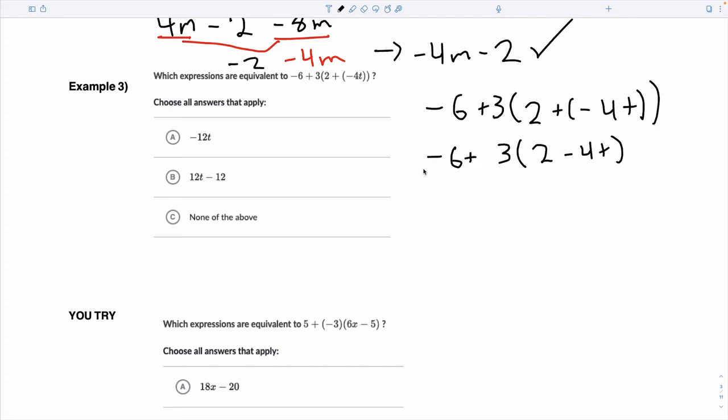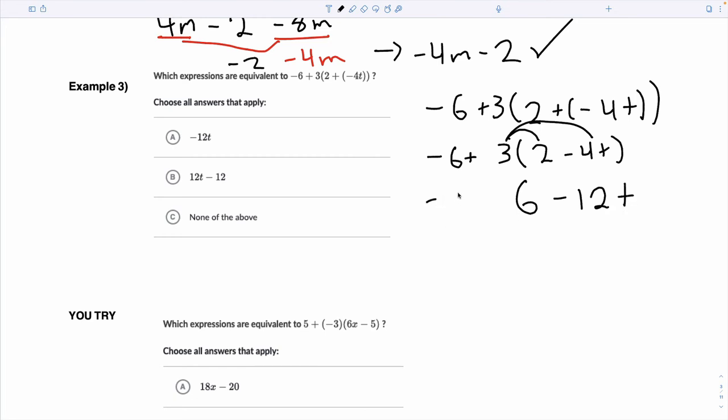Reese, what's my first step after I cleaned that up? Called distributive property, right? Okay. What would I do for that? You multiply it with 3 times 2, and then do the other term. Yeah.